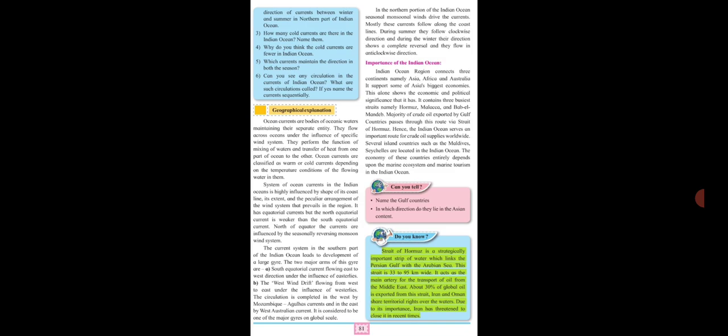Now, the geographical explanation. When you look at the maps, the ocean currents are bodies of oceanic waters maintaining their separate identity, means they are independent, so it's called their separate entity. They flow across oceans under the influence of specific wind systems.